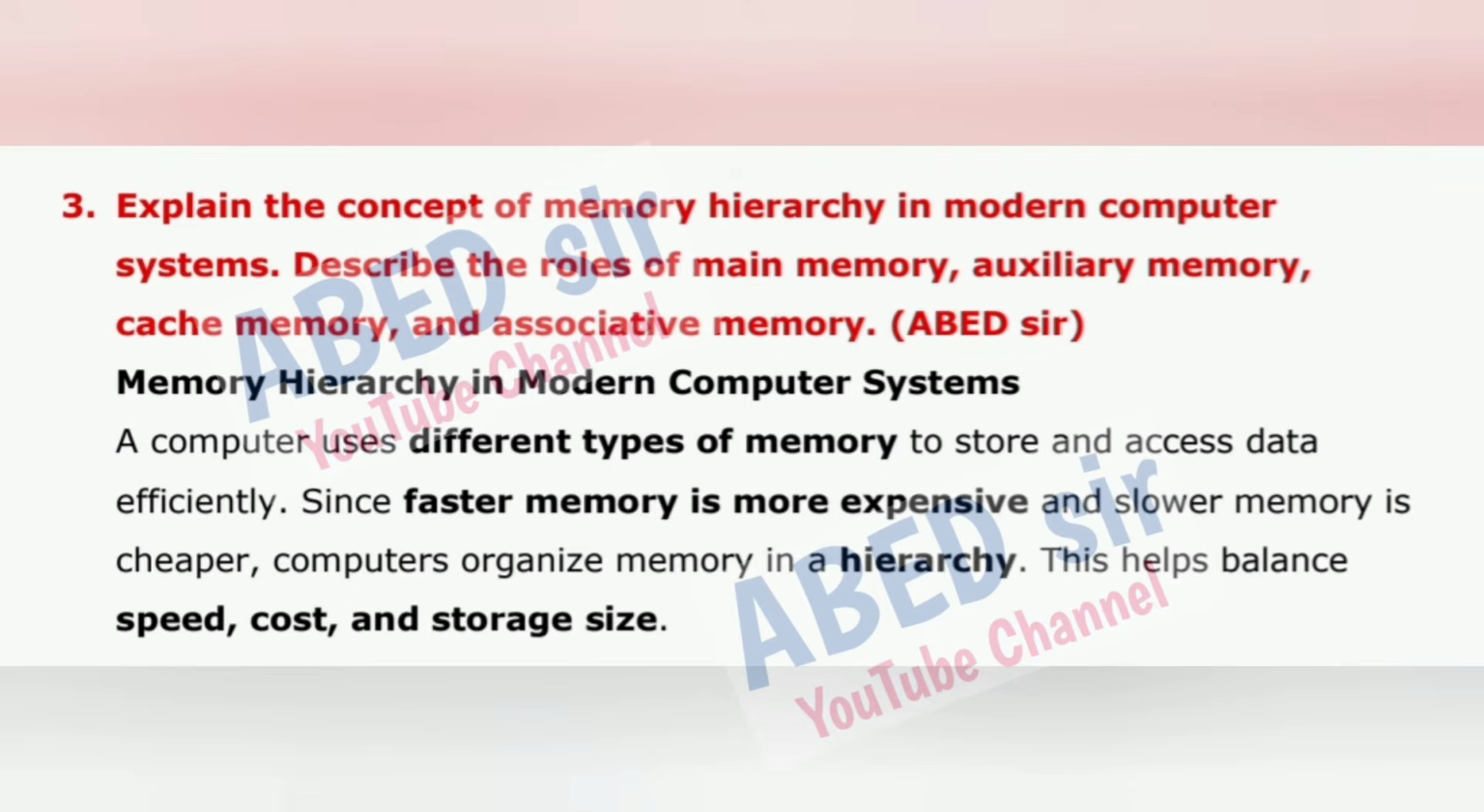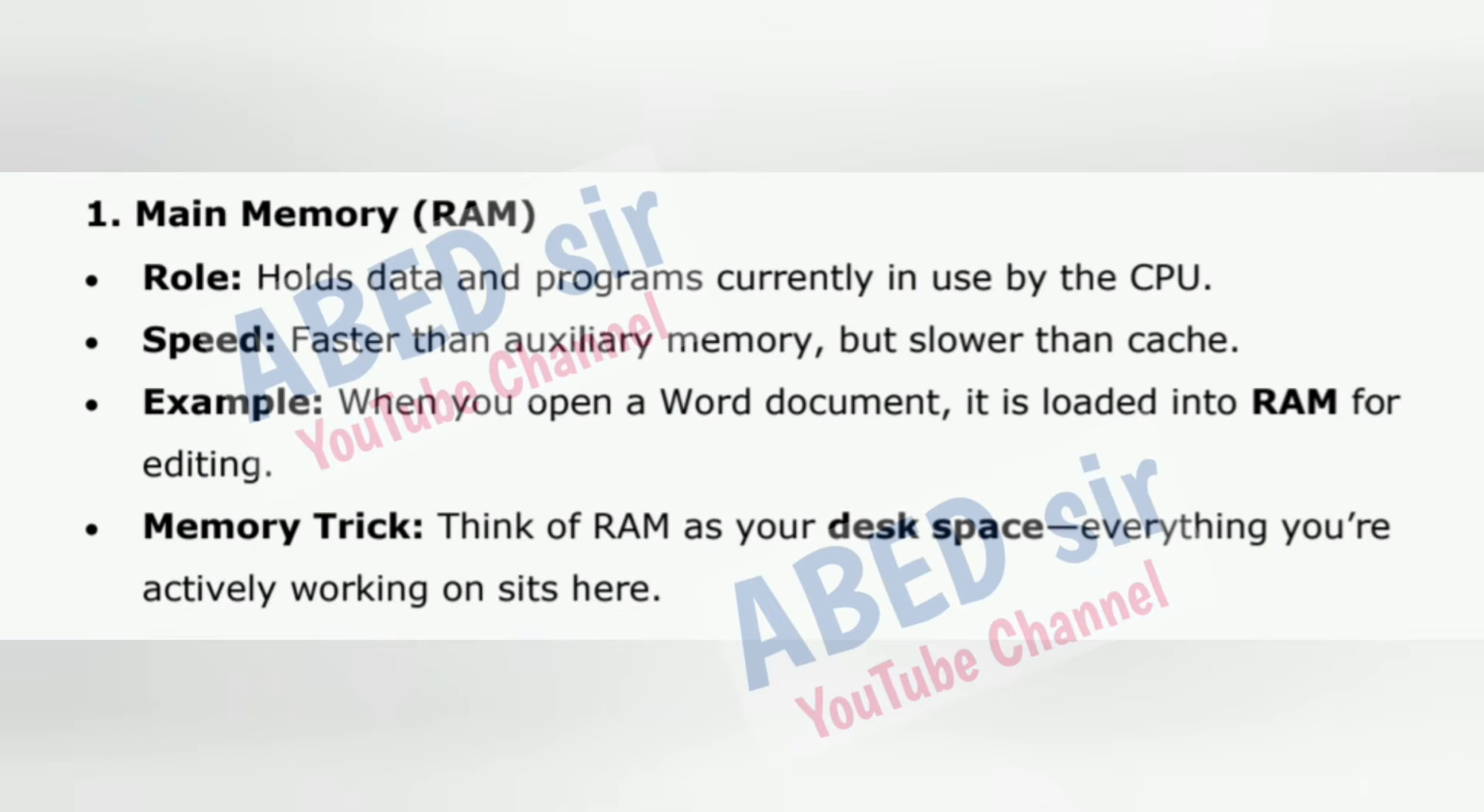Memory hierarchy in modern computer systems. A computer uses different types of memory to store and access data efficiently. Since faster memory is more expensive and slower memory is cheaper, computers organize memory in a hierarchy. This helps balance speed, cost, and storage size. 1. Main memory, RAM.